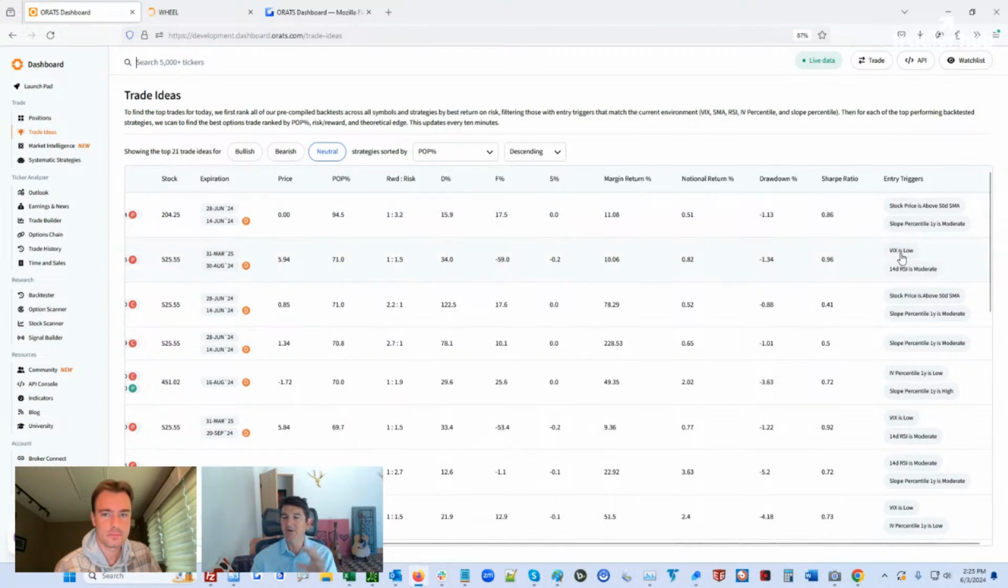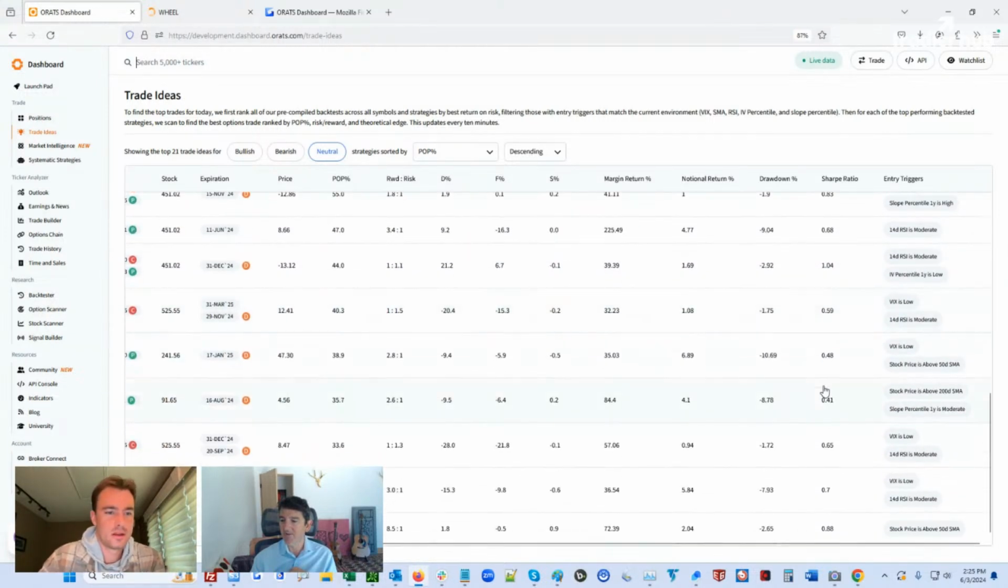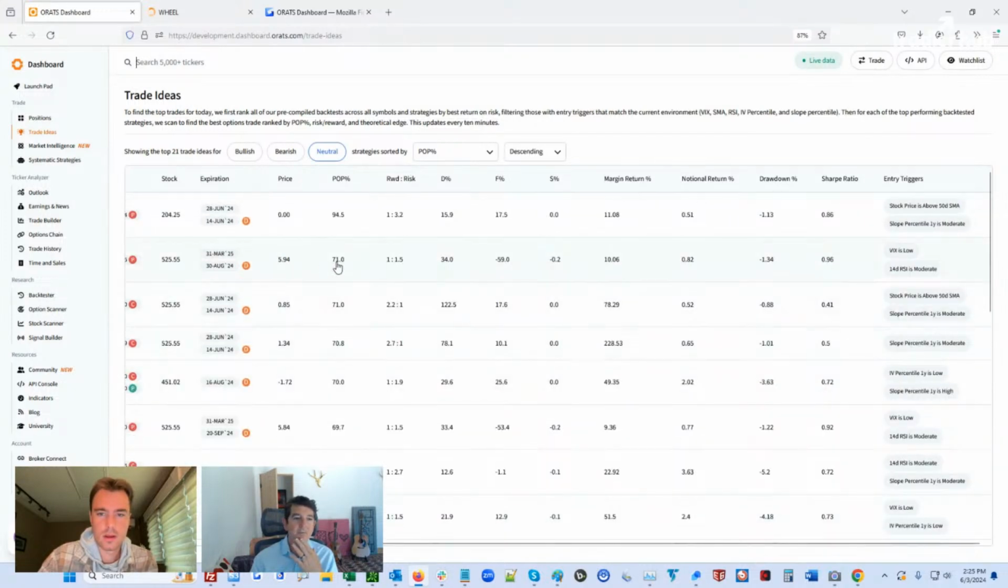Meaning, the VIX is low, that means it's below 15. 15 to 20, I believe, is medium, and then high is 20 and above. RSI is moderate. That's a 14-day RSI. We have a skew or slope percentile that is moderate. That's how steep the put call slope is. The stock price is above the 50-day. We also have a 200-day moving average. And did I miss anything? Right, it seems like there's one more. RSI, VIX. Yeah, that's it. I think that's it. Yeah, good point.